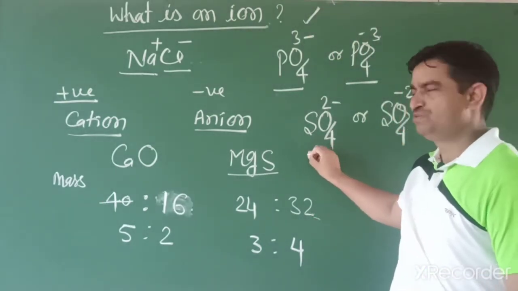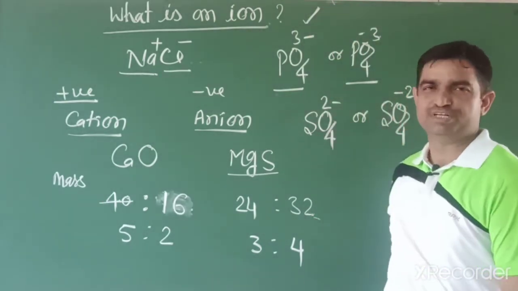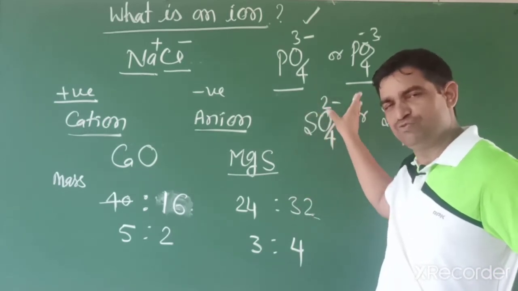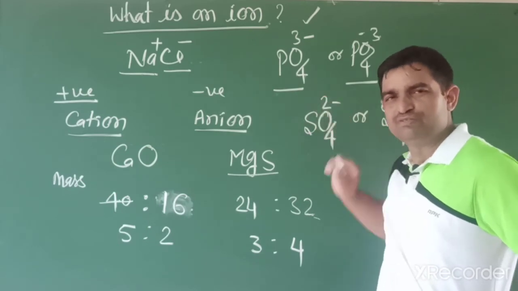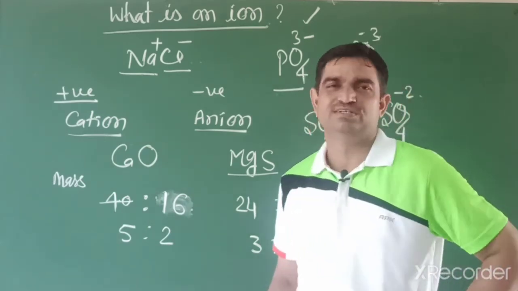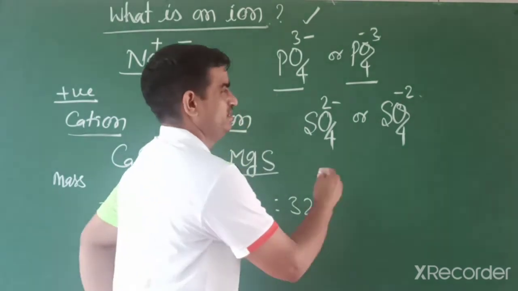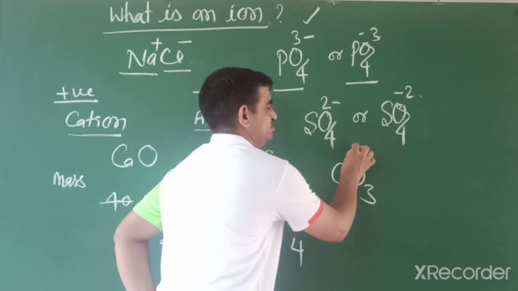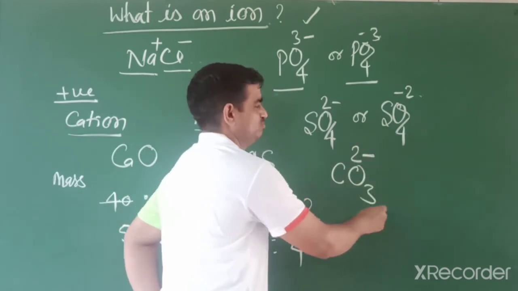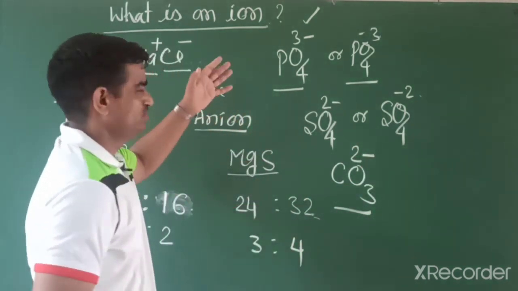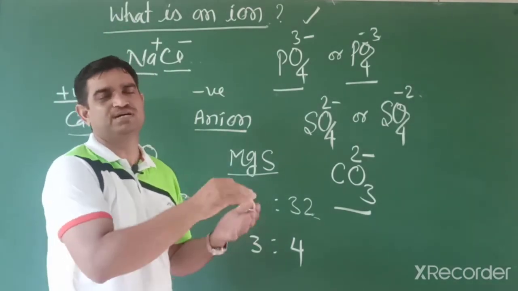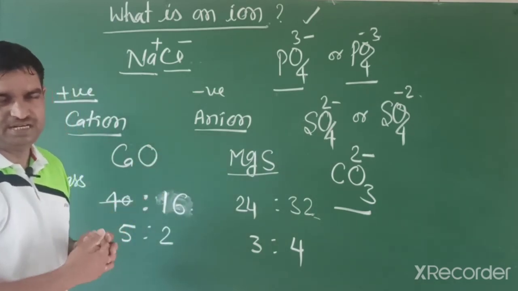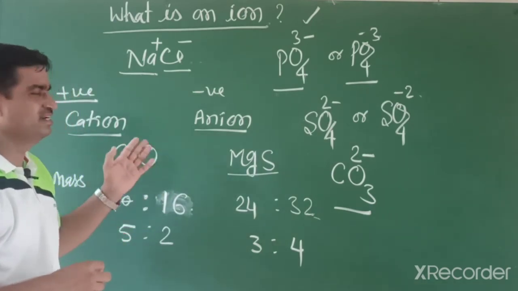These days we write sulfate. This is a polyatomic ion. In this, 1 sulfur and 4 oxygen atoms are combined and the whole group is negatively charged. So this one is an anion. In a similar way we can write another ion, carbonate, CO3 2 minus or minus 2, normally the carbonate ion. Students, we will understand how to write different chemical formulas. We learned the different types of charge on cation and anion.